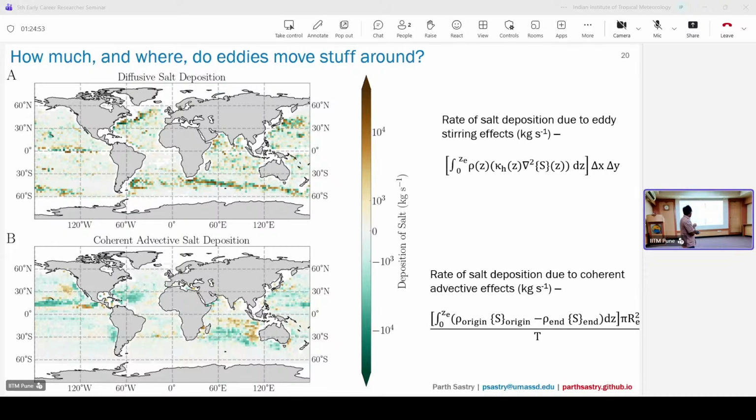But the coherent advective deposition looks vastly different. All of this is for salt, and I'm going to show heat in a minute. For coherent advection, it is really where these Lagrangian eddies are forming and dissipating that matters. So you see enhanced freshening of the North Atlantic because you are advecting eddies that form near the eastern boundary currents over here, and then they drift westward and deposit the water over here. At depth, the eastern North Atlantic is fresher than the western North Atlantic, so you observe a freshening effect.